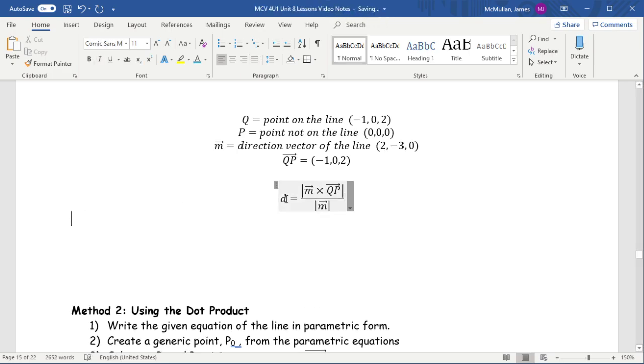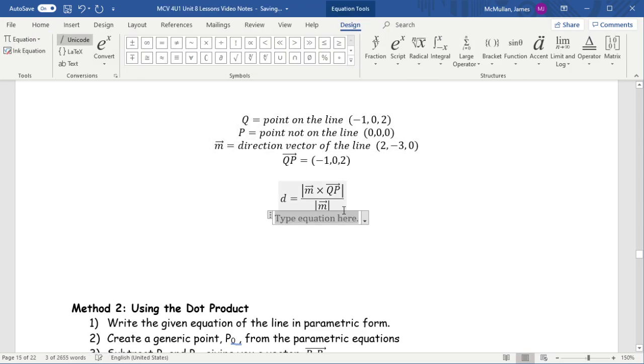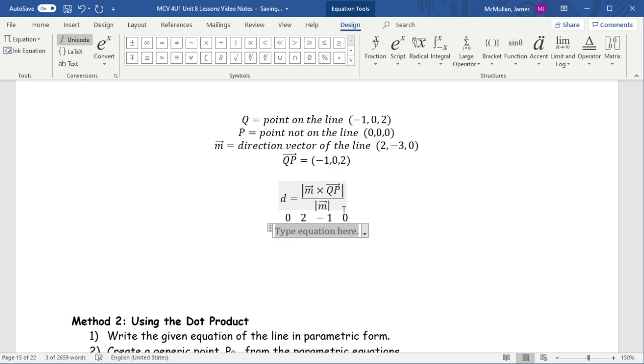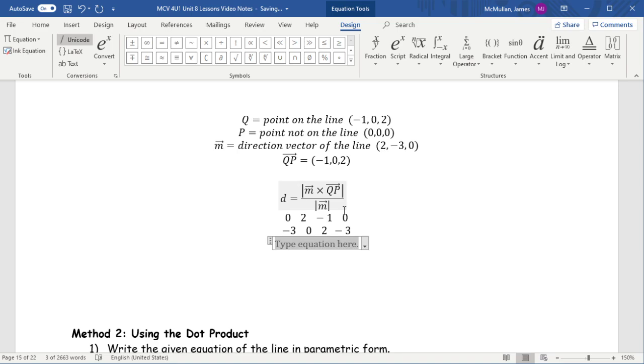Okay, and that's it. Right, so all we've got to do now is cross the two vectors. So let's cross them. We're looking at (0, 2, -1) crossed with (-3, 0, 2). Now zeros make an easy cross product here. You have 0 take away -6, you have 4 take away 0, and you have 3 take away 0. So (6, 4, 3) would be the cross product.